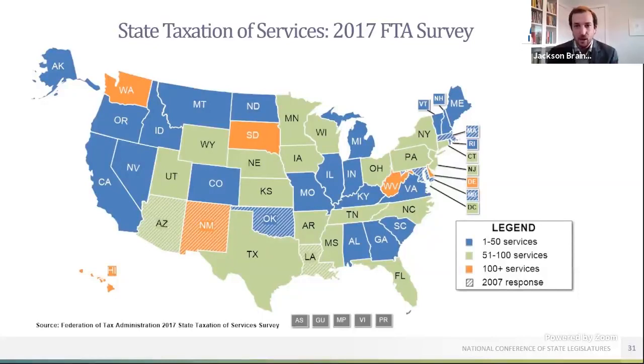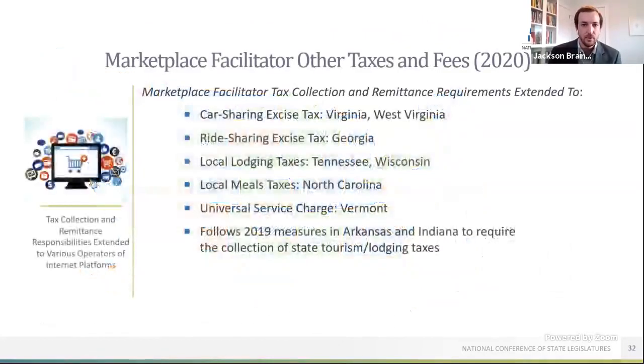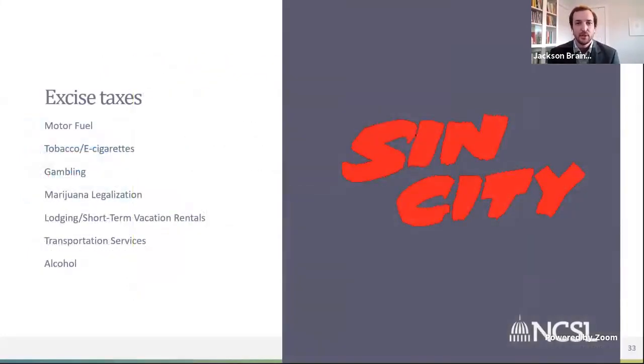And now that states have these laws in place, a growing number of them, next slide, please, are looking to require marketplace facilitators to collect other kinds of taxes that are applied on certain transactions. You can see here that in 2020, car sharing, ride sharing, and local lodging taxes were targeted for collection by online platforms. Next slide, please. This might be a good point to segue into the selective sales tax category, or excise taxes. This is where many of the most trendy tax topics are.